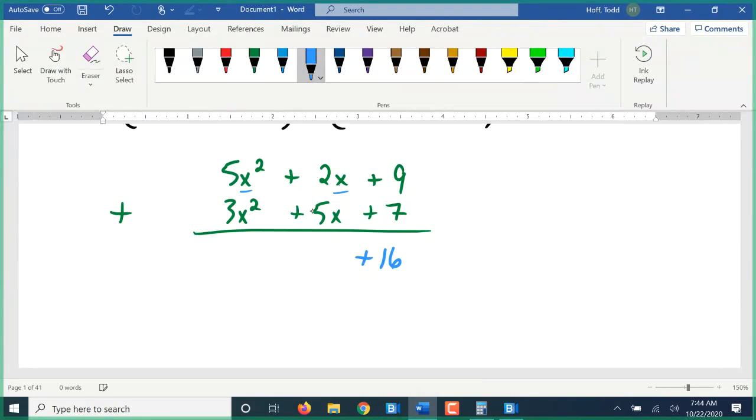Over here, then, we have 2x plus 5x is just 7x. Again, that's a positive 7x. I'm going to put a plus in front of it to link it to the next digit.